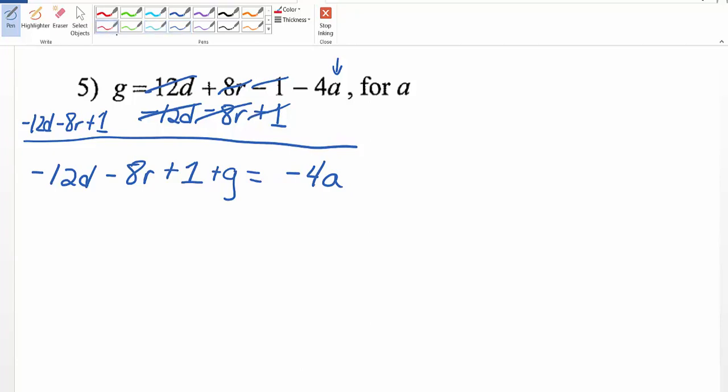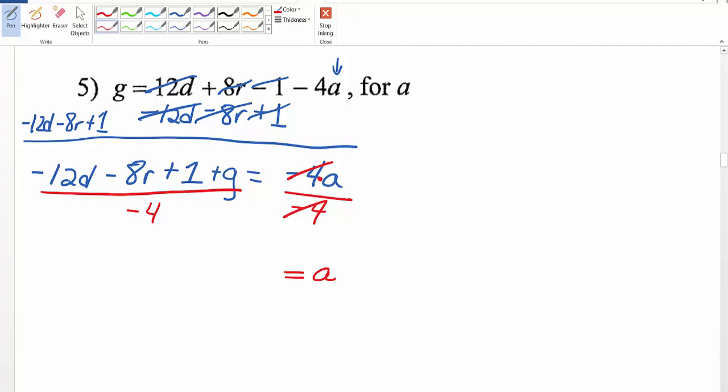From here, what we can go ahead and do is look and see, well, we have -4. It's stuck and glued to the a because it's being multiplied by it. So in order to get rid of that -4, we're going to go ahead and divide by -4 on both sides. And when we do that, on the right side they end up canceling, leaving us with just a equals.